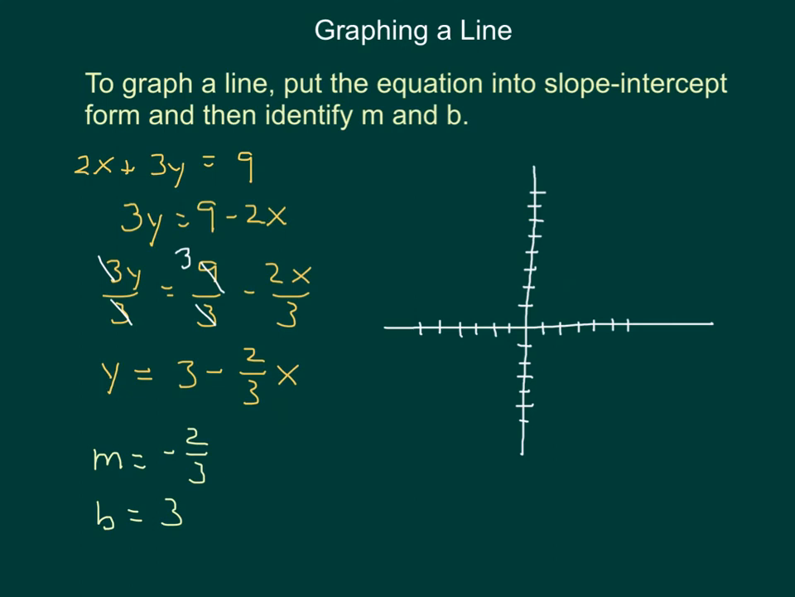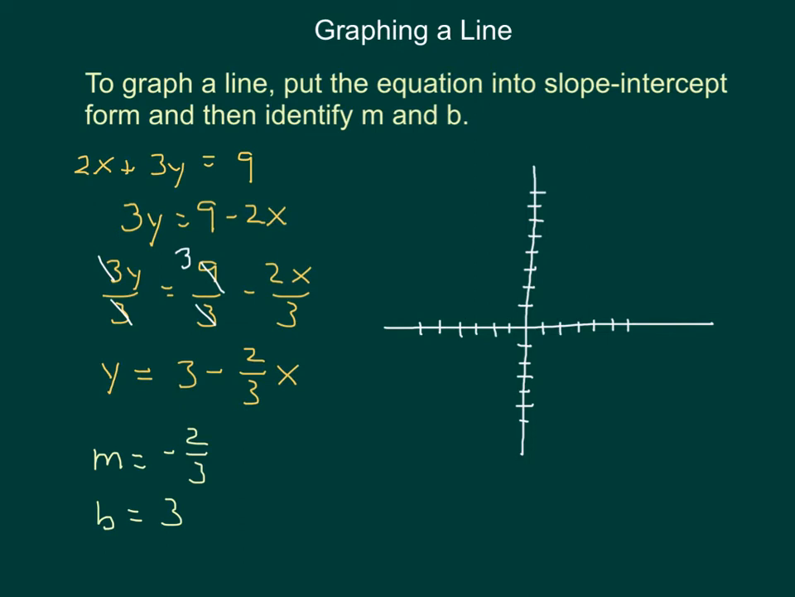Let's talk about graphing a line. In terms of graphing a line, the slope-intercept form is definitely the best way to go. So in this case, I started out with a line: 2x plus 3y equals 9. And I want to graph that line. The first thing I want to do is put it in slope-intercept form and then identify the slope m and the y-intercept b.